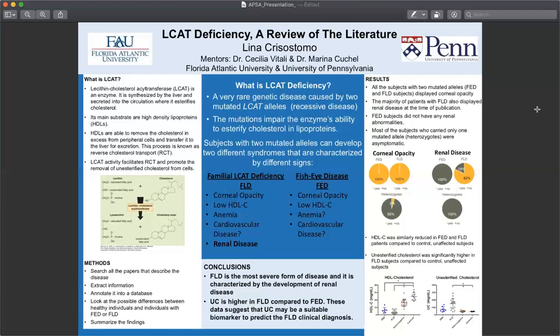When looking at the clinical signs of this disease, we see that in corneal opacity, both FED and FLD have this symptom and most heterozygotes don't. For renal disease, we see a difference: subjects with FED and heterozygotes do not have renal disease. The majority of the renal disease happens in FLD subjects.